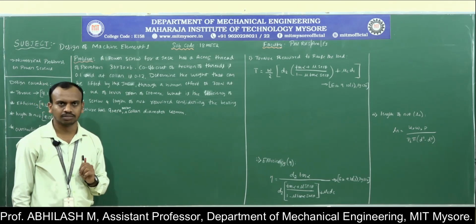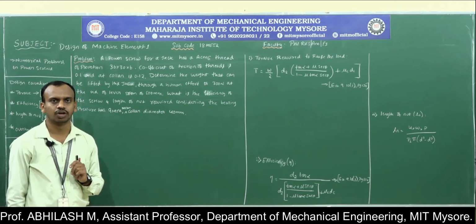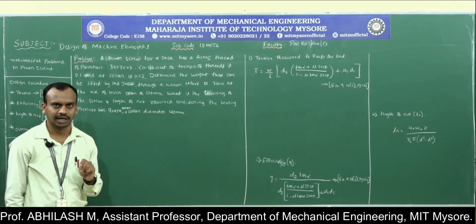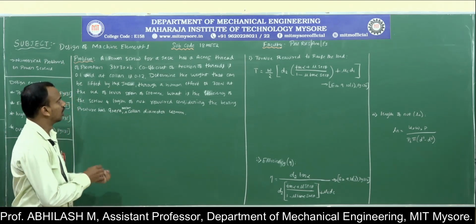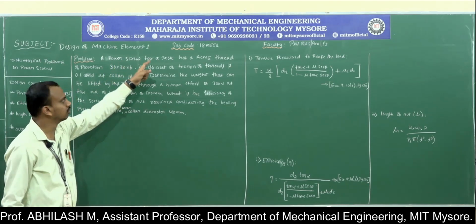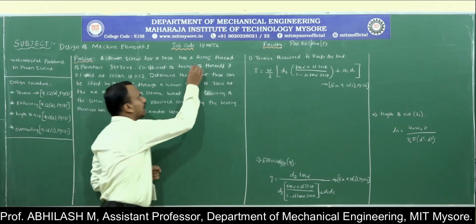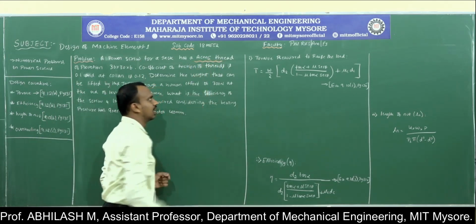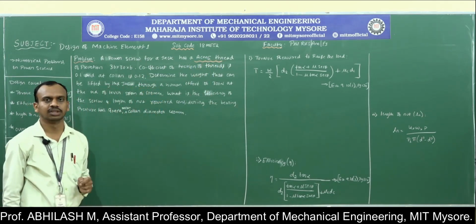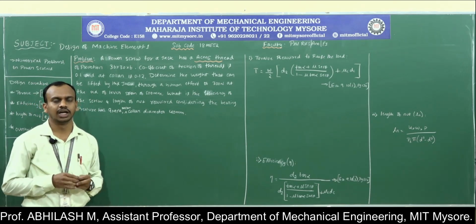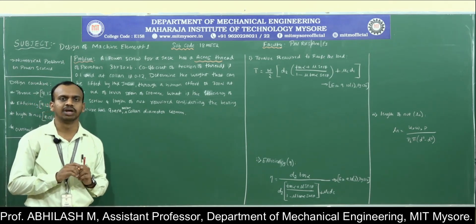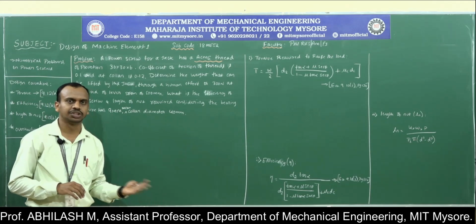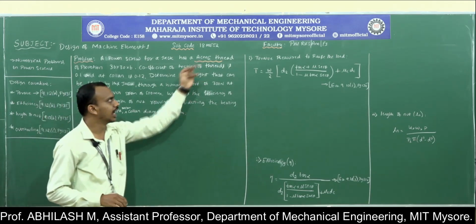After reading out the problem statement, the first thing that we should note is the type of the thread. Here, what is the type of the thread for the jack they have given? It is an Acme thread. It comes under the trapezoidal thread. It is not a square thread. We cannot make use of the relation that we have used in the previous problem.